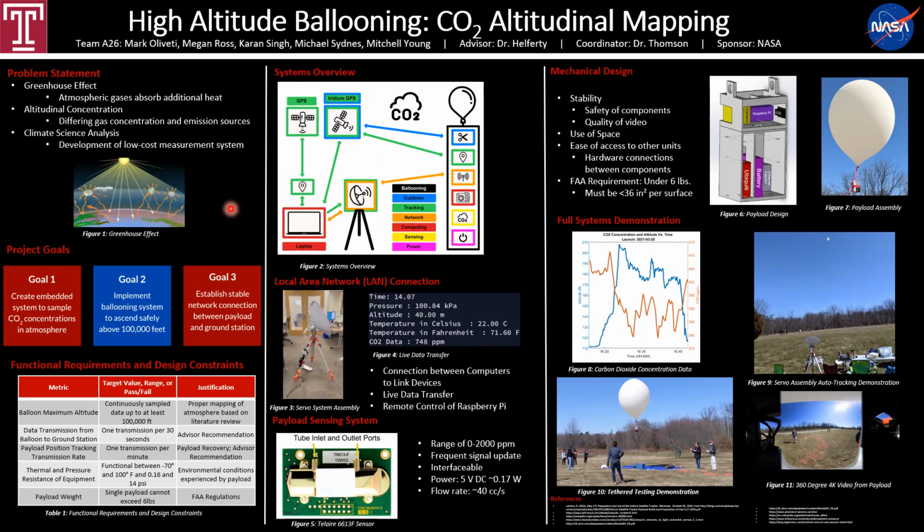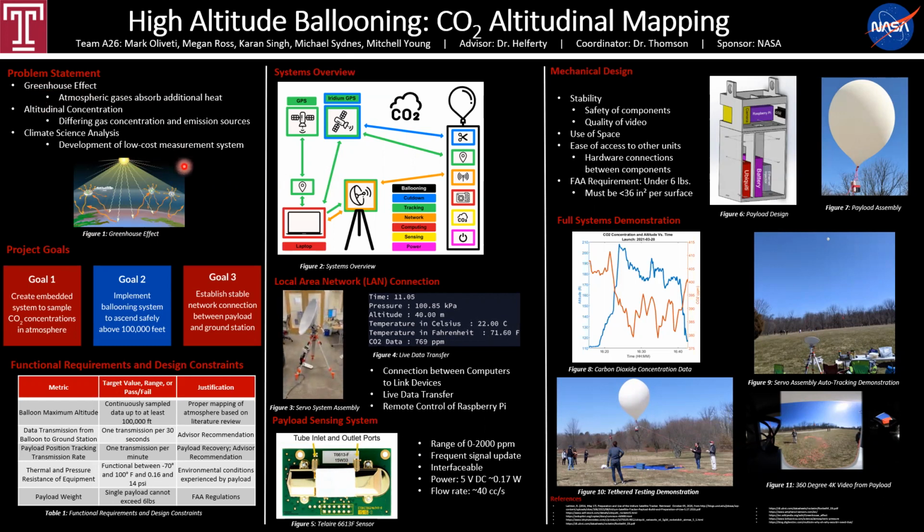The greenhouse effect is the leading scientific theory of atmospheric warming. It is currently unknown how the different sources of greenhouse gases populate our atmosphere. By determining how these gases, in particular carbon dioxide, exist in the atmosphere with respect to altitude, we can better determine the effects of different sources on the atmosphere and therefore on our climate.